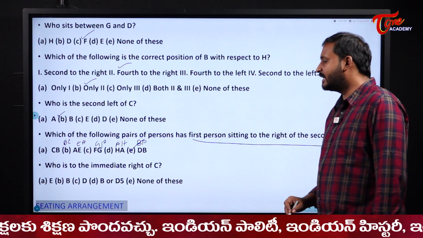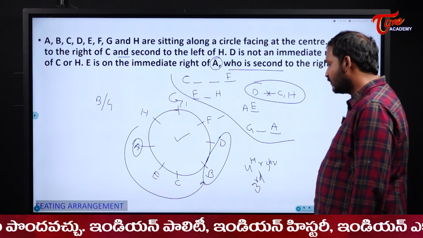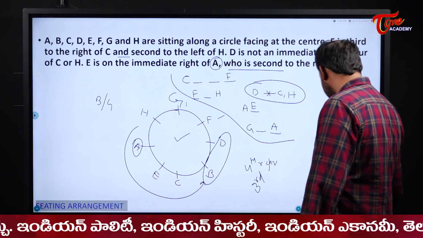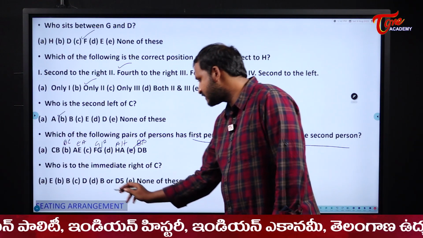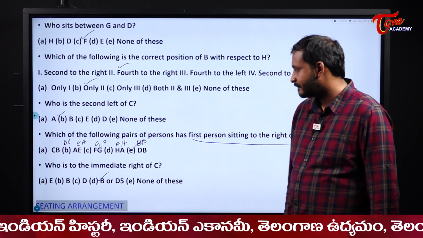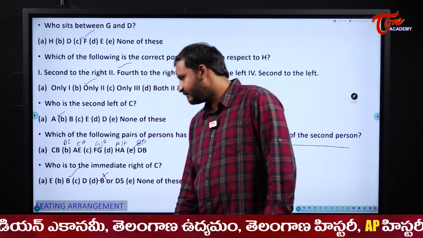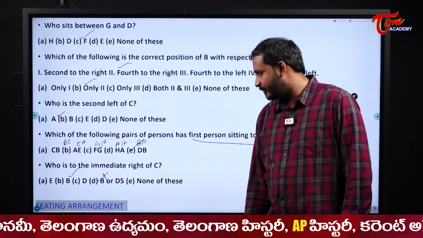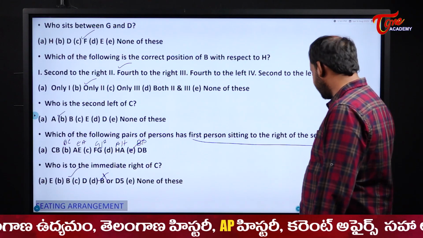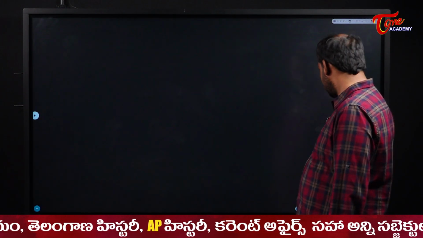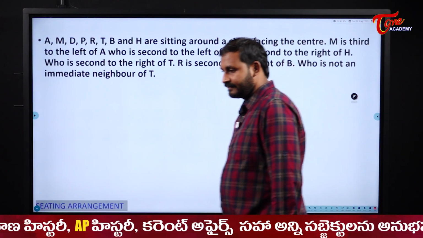Who is to the immediate right of C? B. So my answer here becomes B. Sorry, B or D they told, but it is exactly B. So our answer here becomes B. Right. Next one.